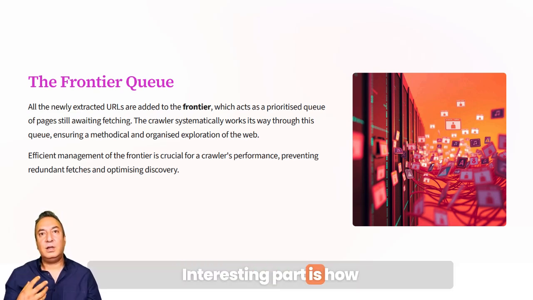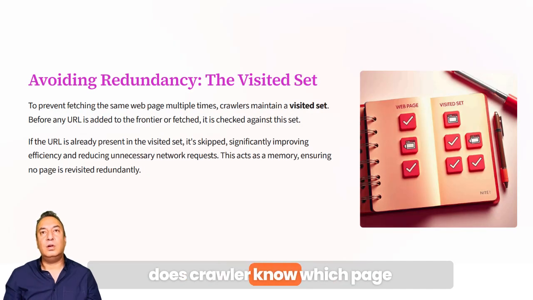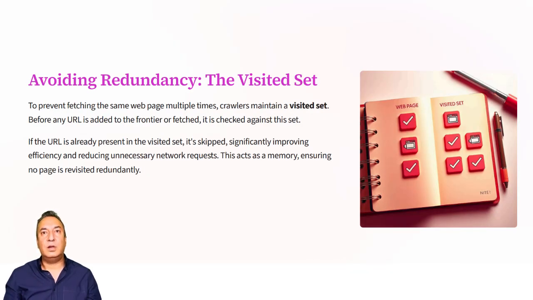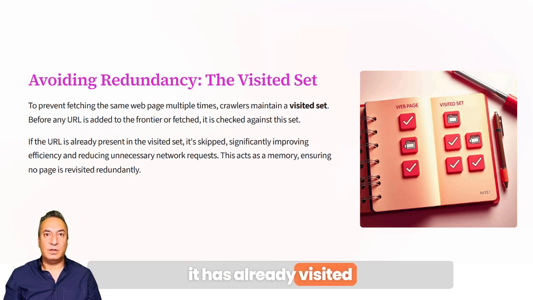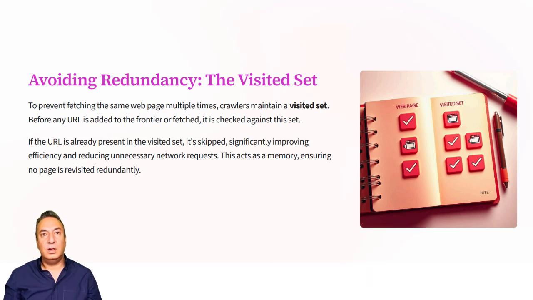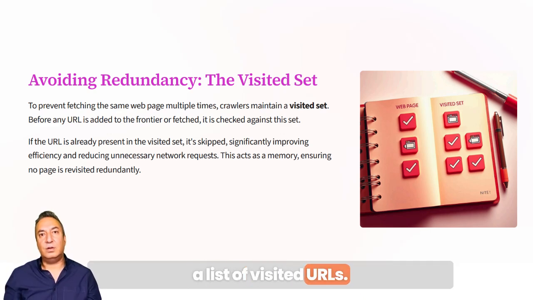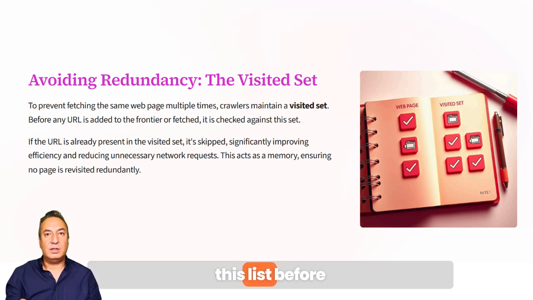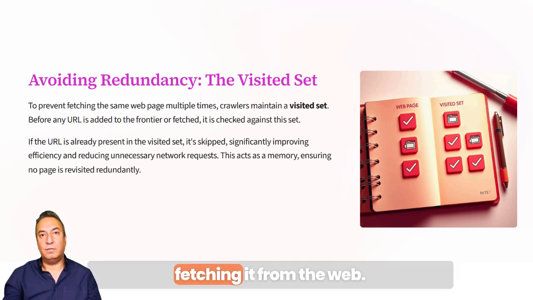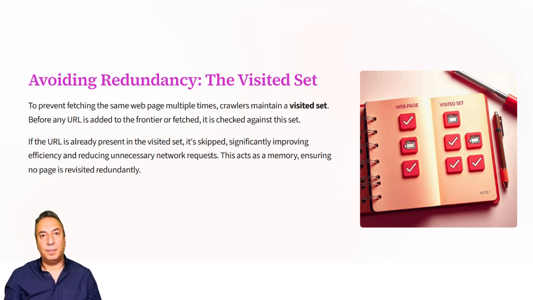Now, the interesting part is how does the crawler know which page it has already visited so that it doesn't duplicate the crawling process. So to avoid this, the crawler also maintains a list of visited URLs. So every link or URL is checked against this list before fetching it from the web.